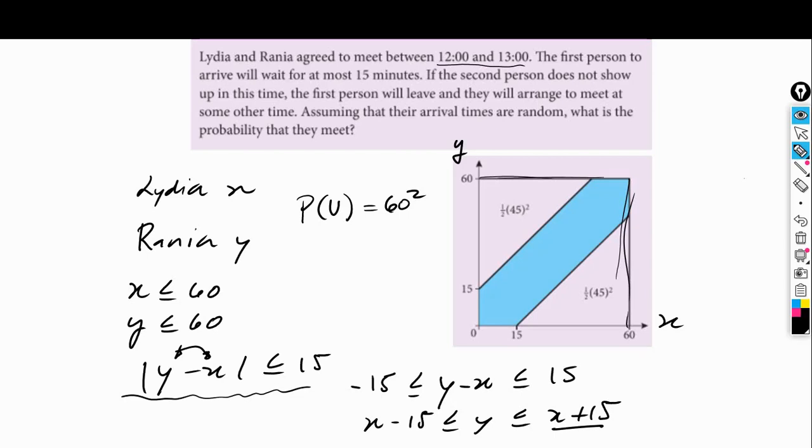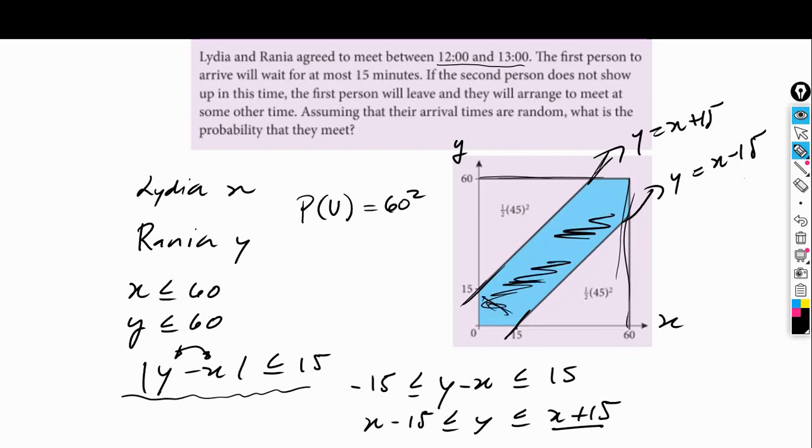So notice that x plus 15 is this graph here, right? This is a line. So this is y is equal to x plus 15. And then this one is obviously here, y equals x minus 15. And y must be between those two lines. So the arrival time for y has to be within this blue area. So the solution will be the area of this blue part divided by the total area of this square.